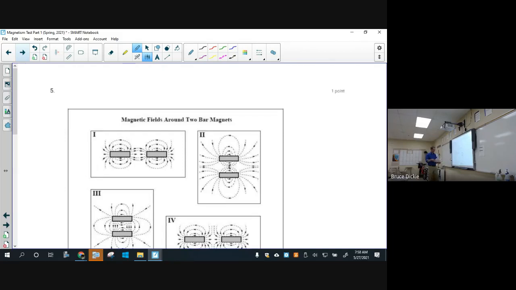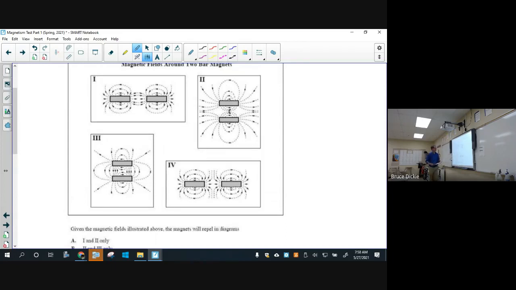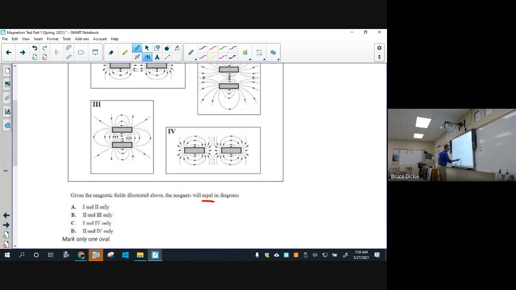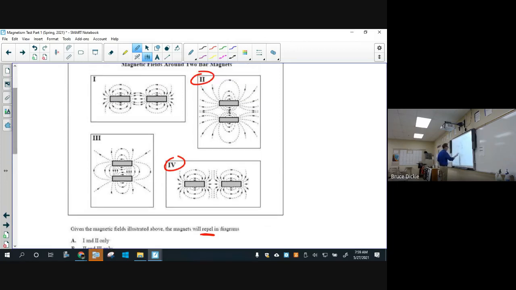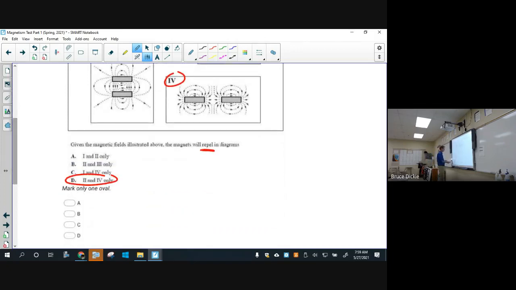Question number 2 in my version says, given the magnetic fields illustrated above, the magnets will repel in which diagram? So 4 diagrams here. We don't even know what the poles of these magnets are, but we do know that in 2 of them, the field lines join up, and in 2 of them, the field lines don't join up. When they join up, we get a force of attraction. When they don't join up, we get a force of repulsion. So we're looking for which ones do not join up, because we're looking for which ones repel. That's going to be diagrams 2 and 4. In diagrams 1 and 3, the field lines join up, so we get attraction. In 2 and 4, they don't join up, so we get repulsion.